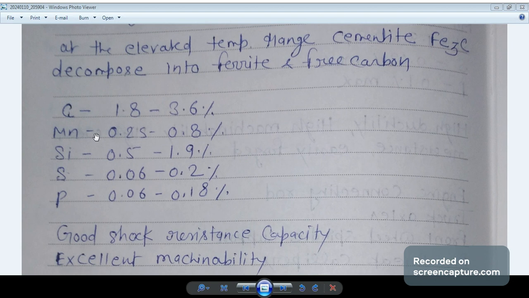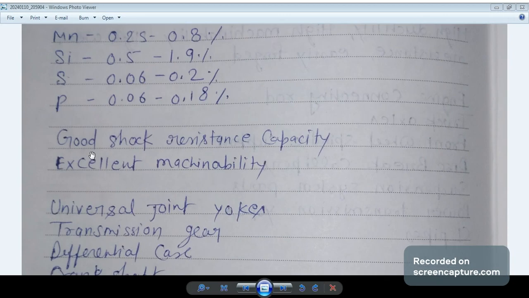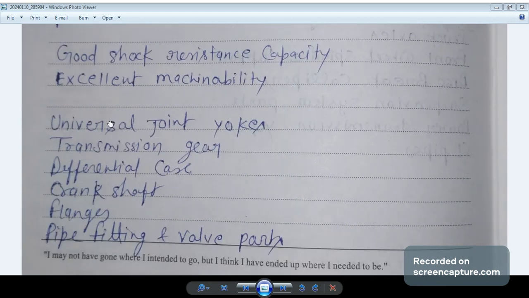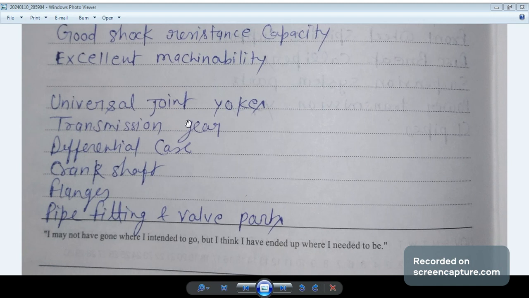Manganese is present 0.25 to 0.8%, silicon 0.5 to 1.9%, sulfur 0.06 to 0.2%, phosphorus 0.06 to 0.18%. Malleable cast iron has good shock resistance and excellent machinability. It is used in universal joints, transmission gears, differential cases, crankshafts, flanges, and pipe fittings.